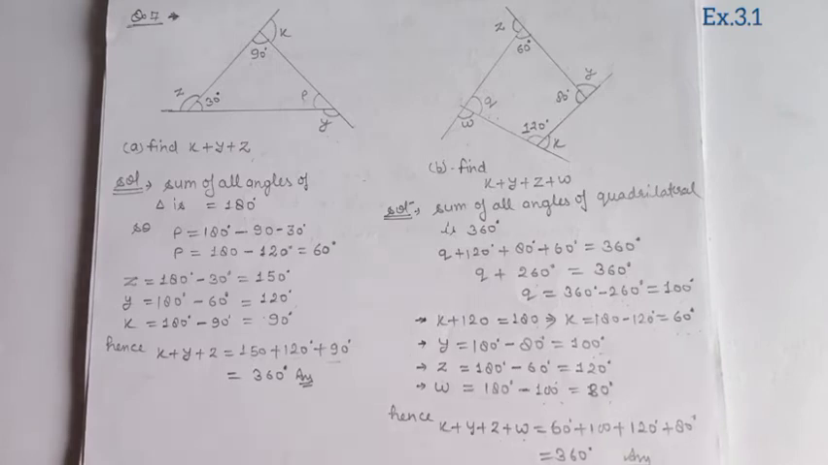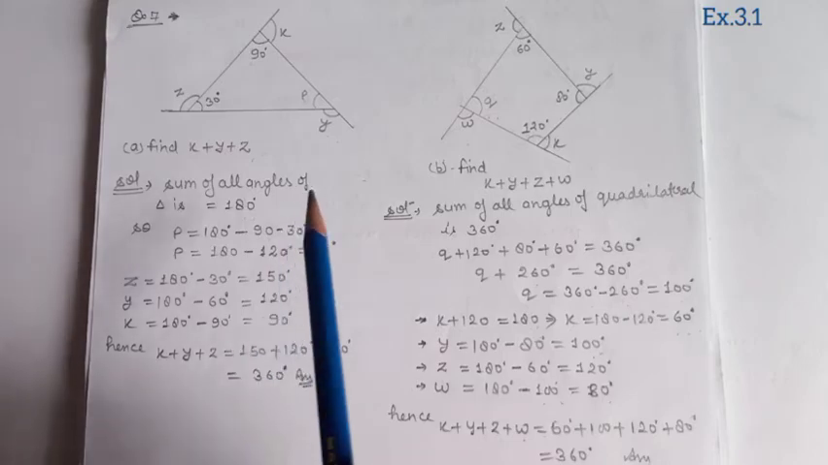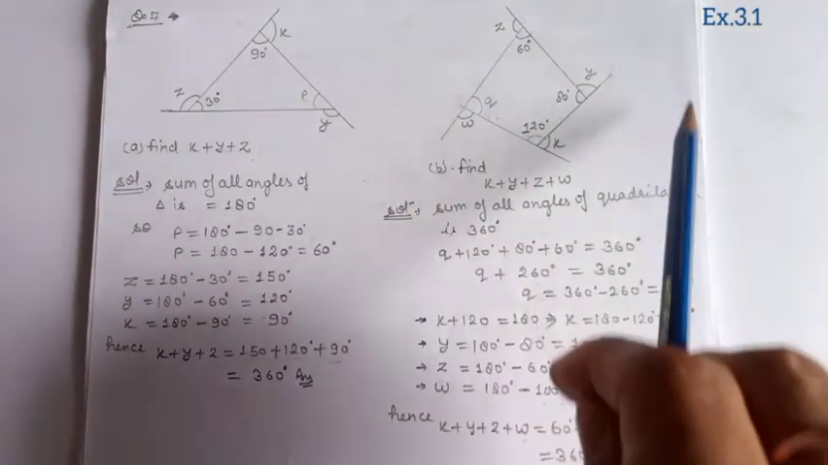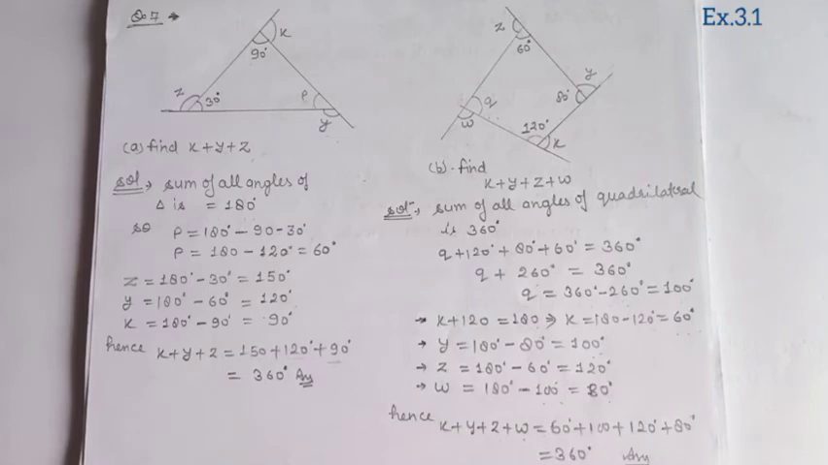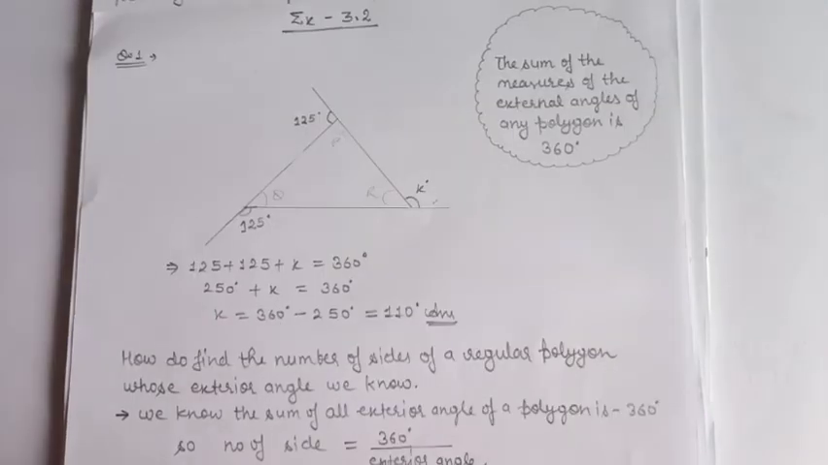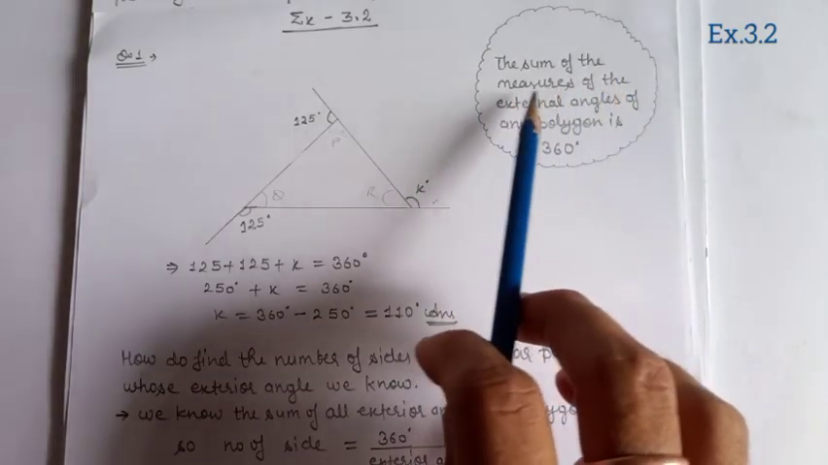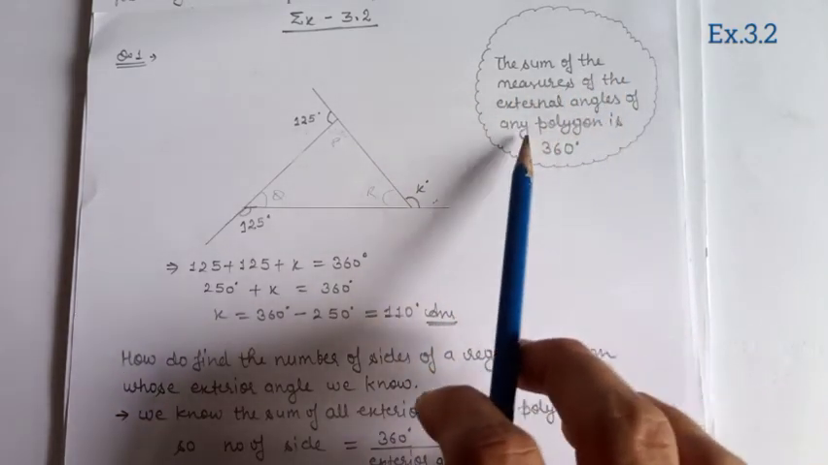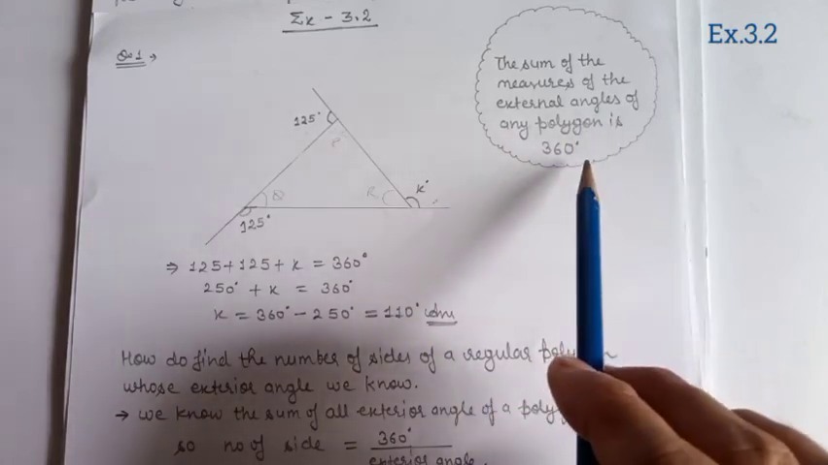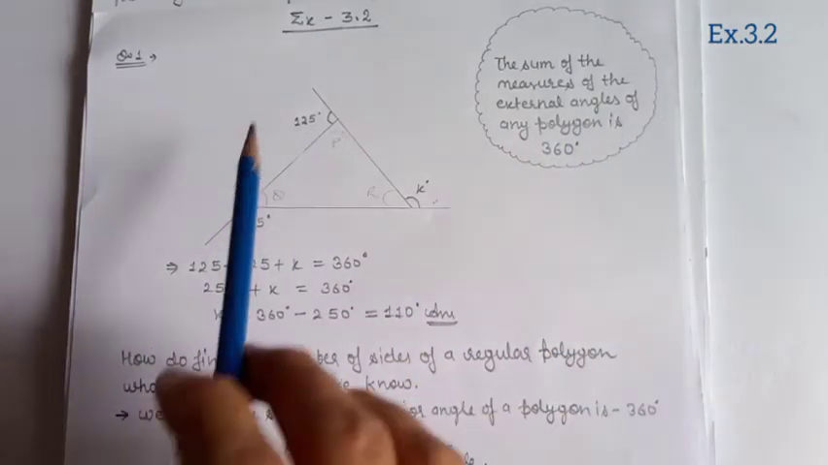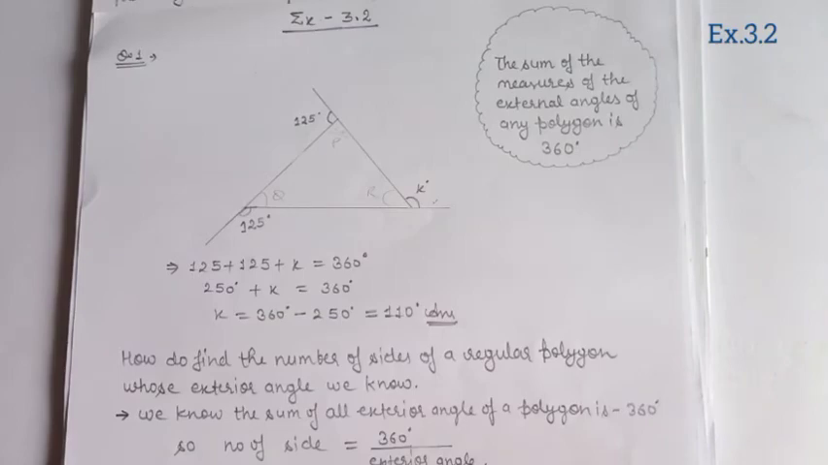One more thing we can observe here: for every type of polygon, the sum of all exterior angles is always 360. Remember this. Okay students, now this exercise is completed. Now let's start exercise 3.2. As in the previous one, we observed that the sum of the measures of the exterior angles of any polygon is 360. So now let's start question number 1 from exercise 3.2.